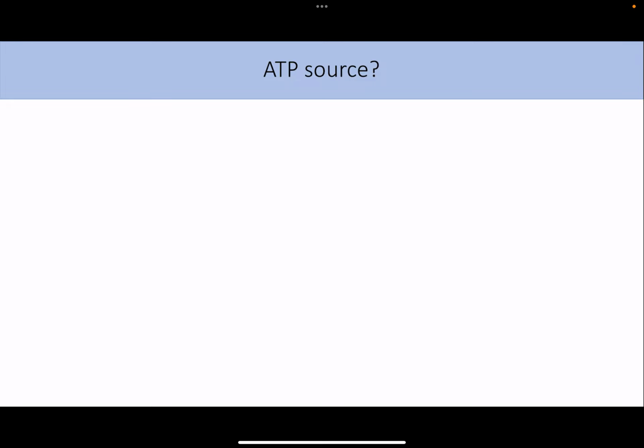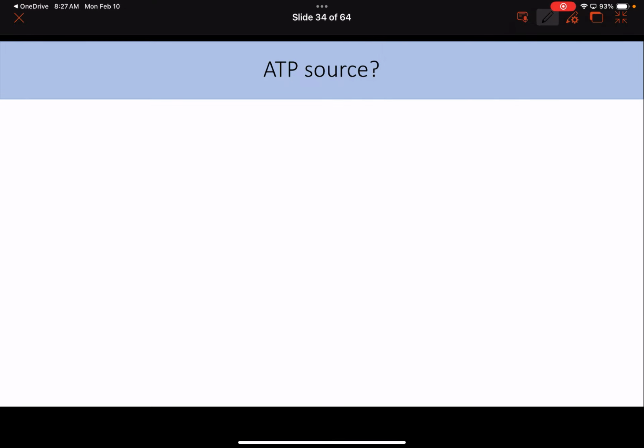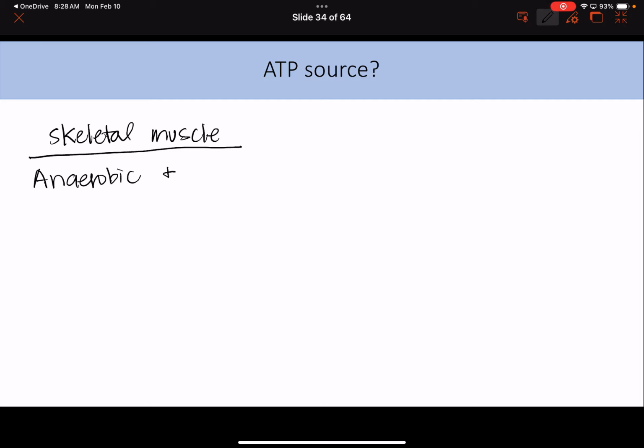So ATP source, I'm going to write this down. For skeletal muscle, and this is in your table in your lecture notes, they use anaerobic and aerobic respiration, versus cardiac muscle, which uses aerobic only.